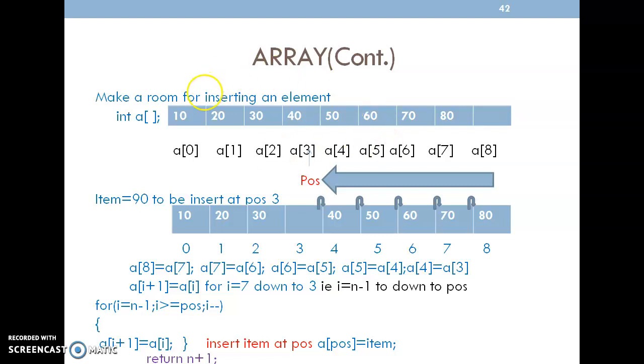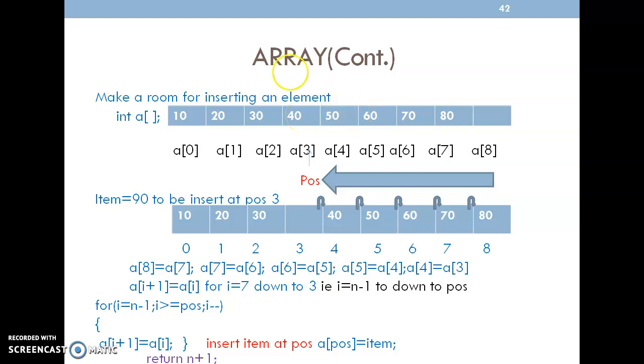Now I want to insert an item at a particular position. This is the position where I'm going to insert the element. I'm going to insert the new element 90. For example, I'm going to insert the item 90 at position 3. So 0, 1, 2, 3. Actually the position becomes 4, but the location is 3. At this position I'm going to insert the element.